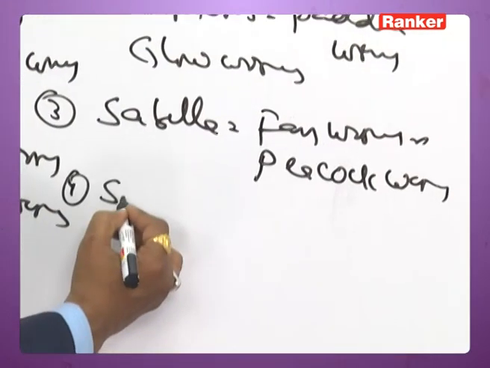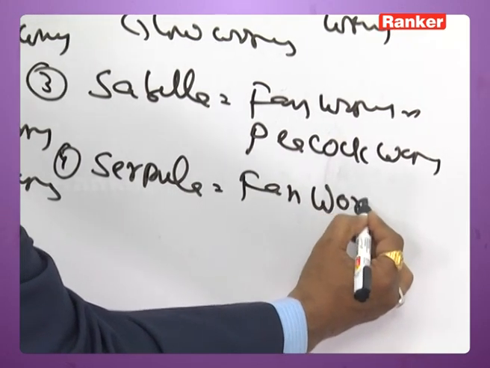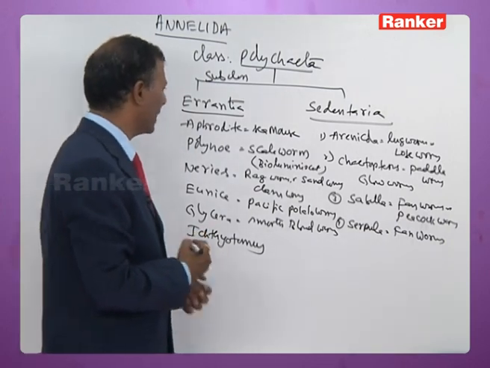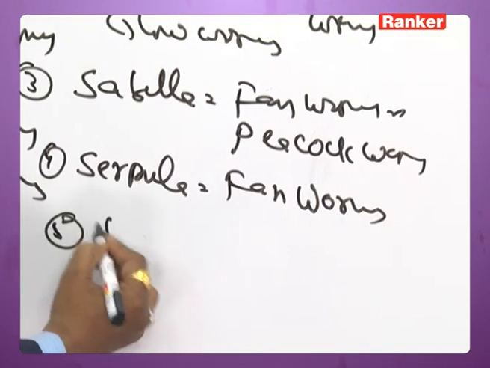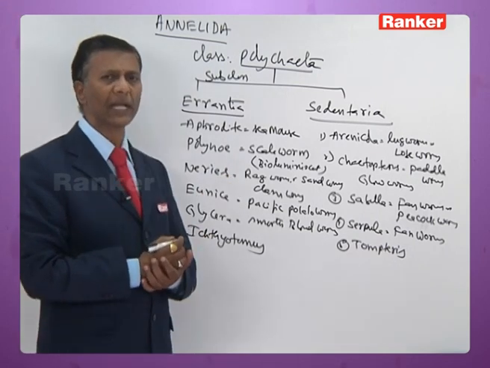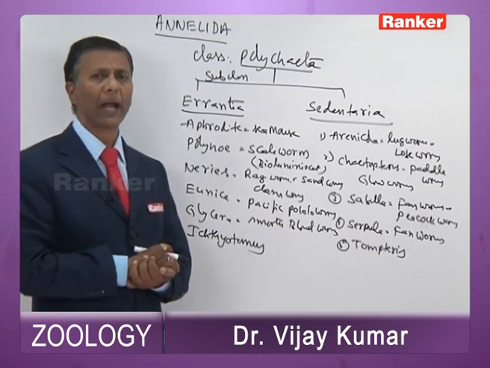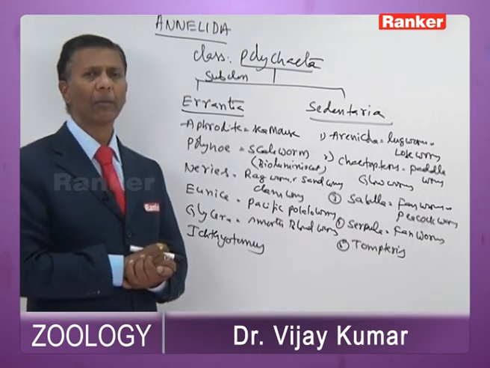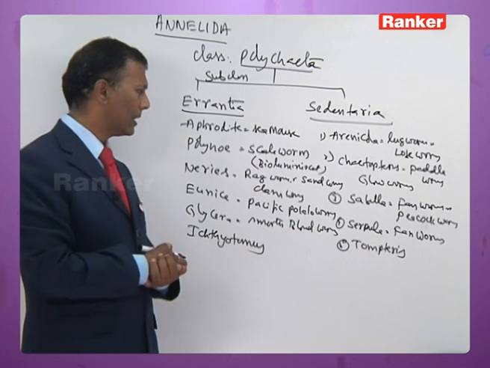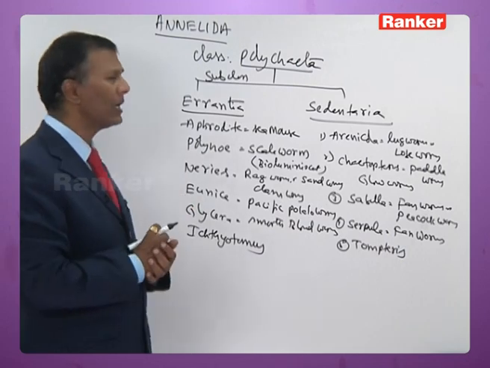Next you have Serpula, commonly called fanworm. Then next you have another example, Tomopterus. So all these belong to Sedentaria. Arenicola, commonly called lugworm or lobeworm. Chaetopterus, commonly called paddleworm or glowworm. Sabella, commonly called fanworm or peacock worm. Serpula, commonly called fanworm, and Tomopterus. So these are all examples for Sedentaria, and these are examples for Polychaeta.